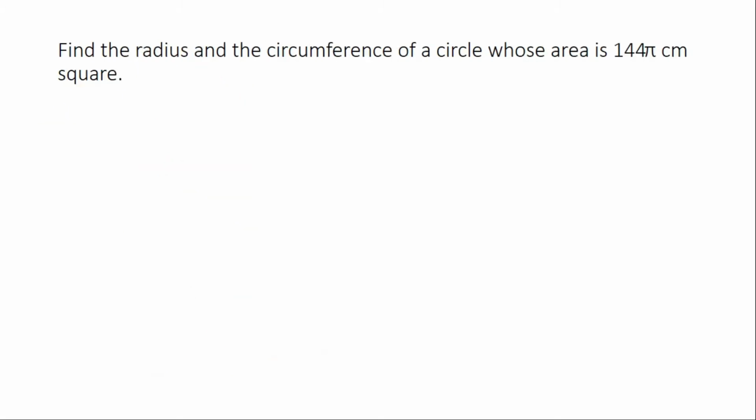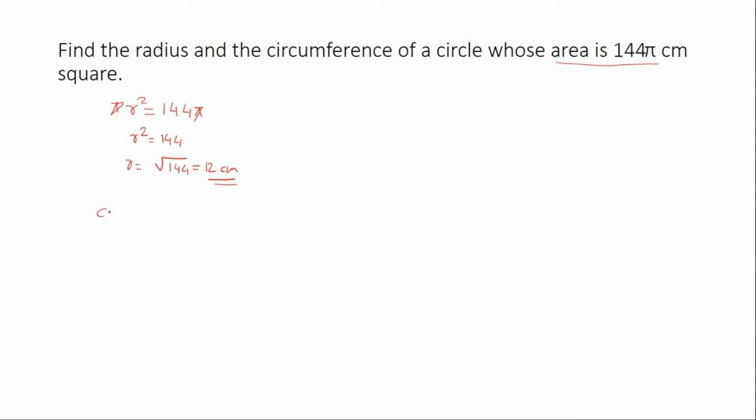The question is, find the radius of the circle whose area is 144 pi centimeter square. So what is given here? Area is 144 pi centimeter square. So we have to write pi r square is equal to 144 pi. If we cancel pi, what are we left with? r square is equal to 144, and r is equal to root over 144, or it is 12 centimeter. The radius of this circle is 12 centimeter.